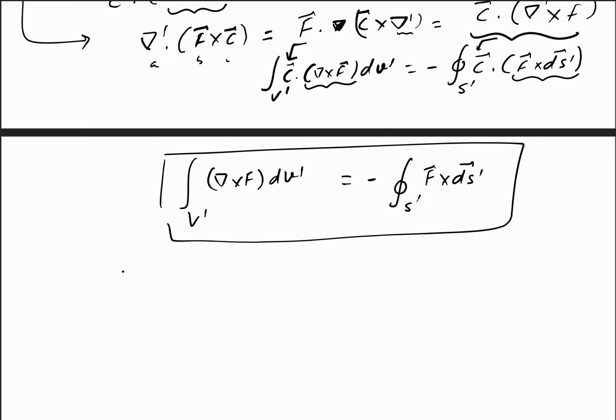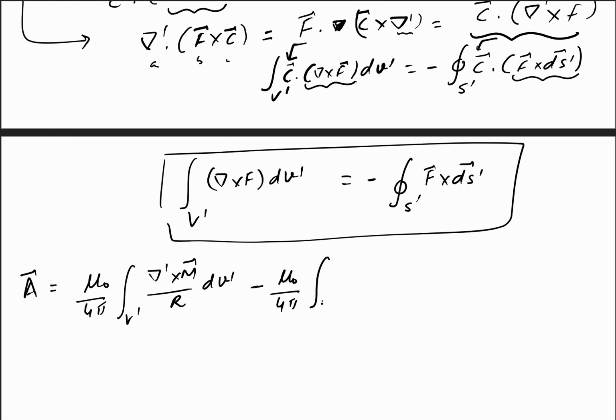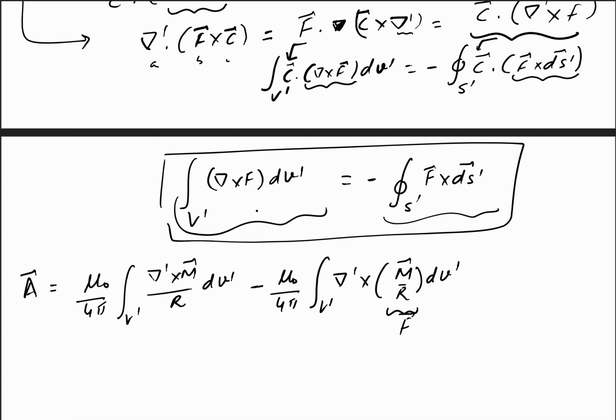Now we will utilize this. You see that we got the equation of the magnetic vector potential as mu naught upon 4 pi over the whole volume V dash of del dash cross M over r dv dash, minus another term. Now this is function F, and this is del dash. So I can utilize this quantity now like this. I will replace this with this.